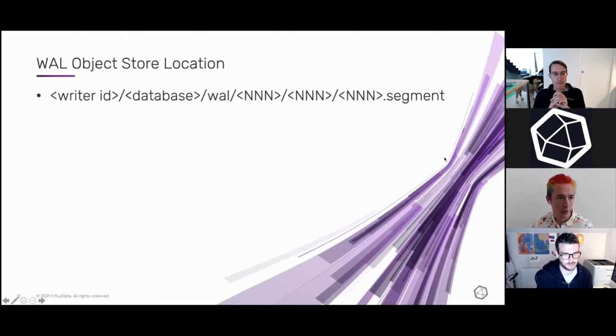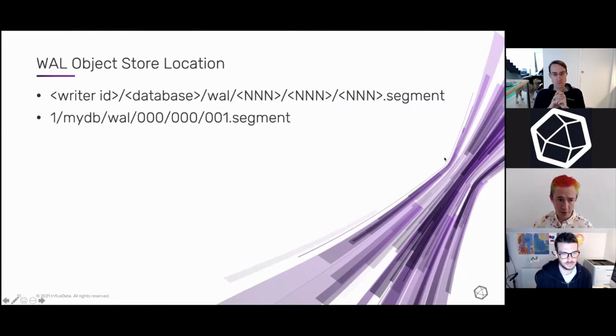I wanted to go into where the object store is and how the WALs are organized on object store. This is the path in object storage: you have the writer ID, the database name, wal, numbers, and then dot segment. Segment number 1 would look like this on writer 1 for MyDB. The first 3 digits are the millions place, the second 3 digits are the thousands place, and the last 3 digits are the hundreds place.